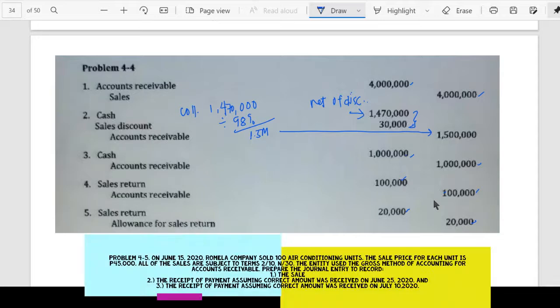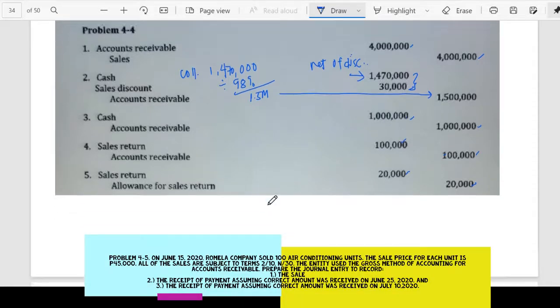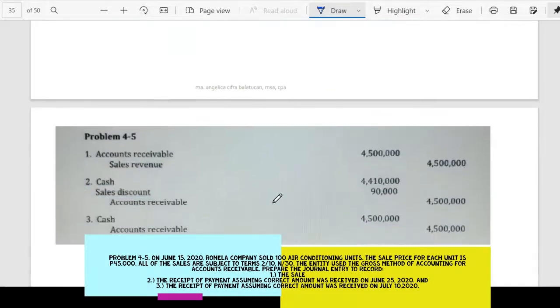Let's proceed to 4-5. The requirement is to prepare the entry to record the sale. That's for number 1. Number 2 is to record the receipt of payment, assuming the correct amount was received on June 25, 2020. And the third one is to prepare the journal entry to record the receipt of the payment, assuming the correct amount was received on July 10.